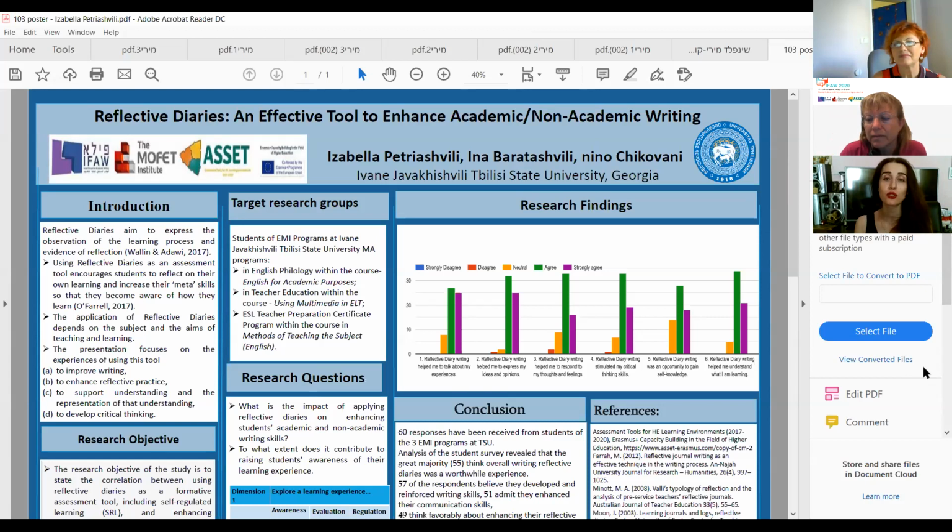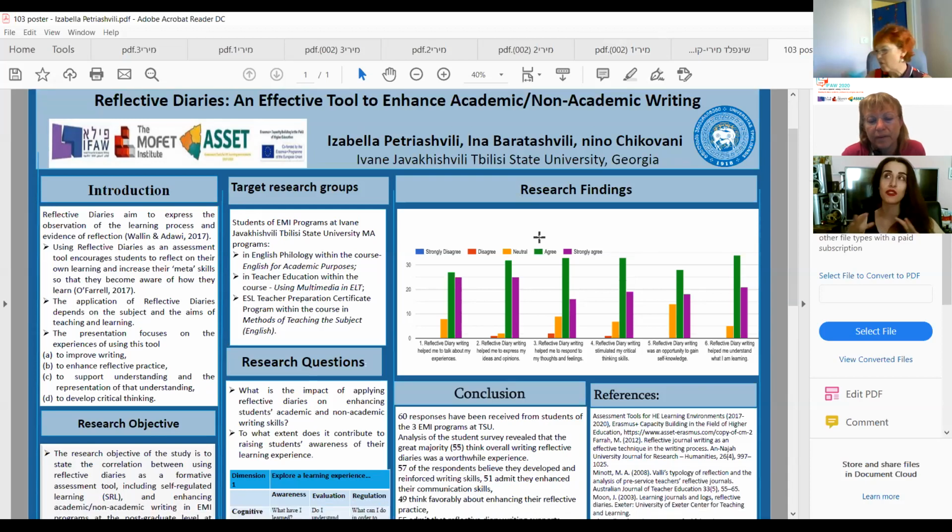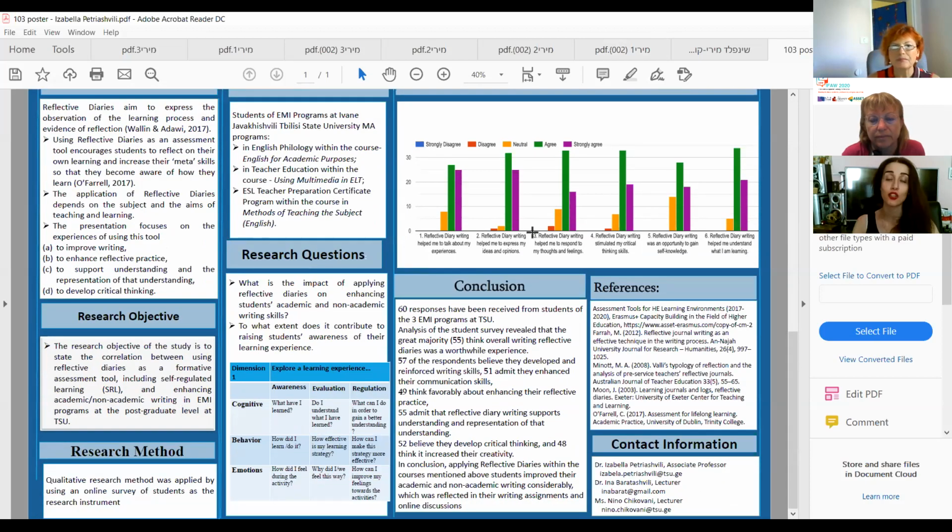In the questionnaire, the students were indicating the extent to which they agreed with the following statements, within the 5-point Likert scale. So they strongly disagreed, disagreed, were neutral, agreed, or strongly agreed. Overall, there were 17 questions in the questionnaire, and approximately 60 students participated in it. We have to admit that it's kind of positive feedback from the student side.